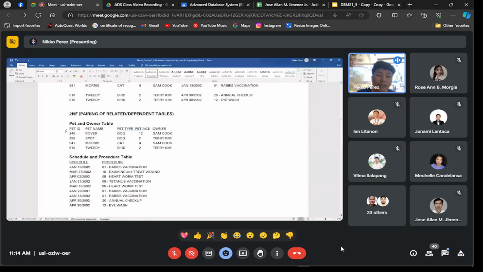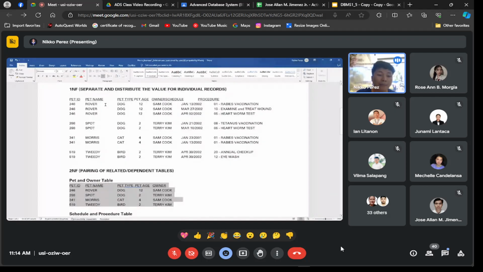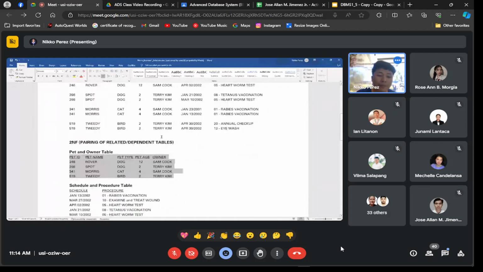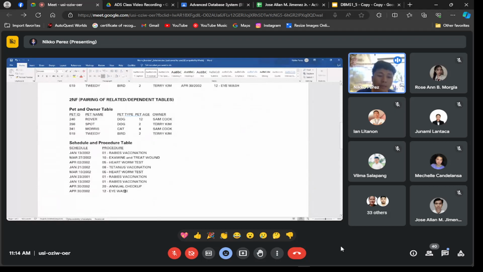Here, we have no concern because there are only four dogs, only four pets that keep coming back to avail of procedures. And then schedule and procedure as well. So we group them together because each of these procedures might be availed at different times.